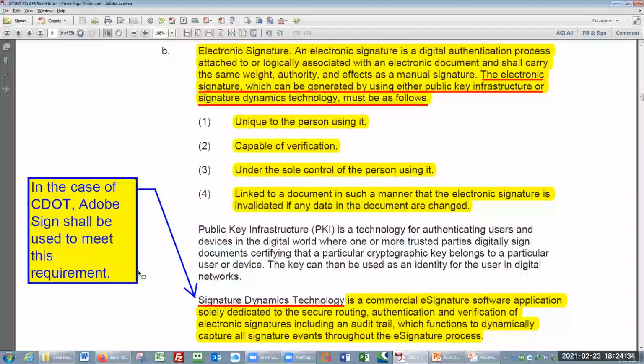Number two, must be capable of verification. If you have a seal on a drawing, an electronic file, how do you verify it? Well, there's a couple of ways. One is if it's done correctly and you mouse over the signature or the seal, it will light up with a little hand and it will actually take you to a secure website in the cloud, which will verify that signature and the document it's part of.